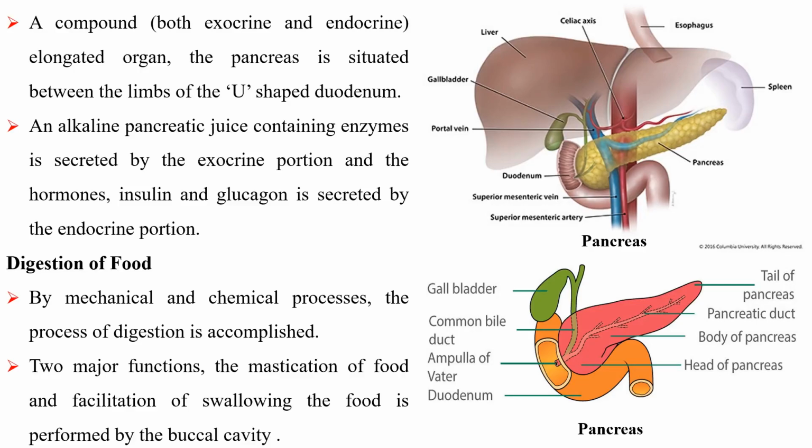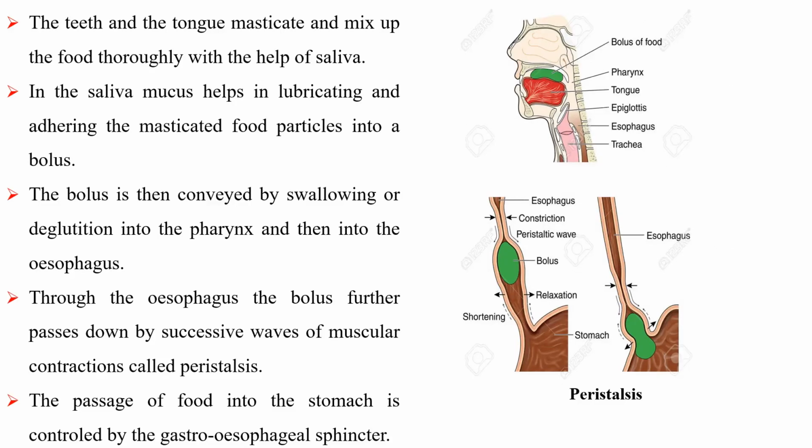By mechanical and chemical processes, the process of digestion is accomplished. The two major functions, the mastication of food and facilitation of swallowing the food, are performed by the buccal cavity. The teeth and the tongue masticate and mix up the food thoroughly with the help of saliva. In the saliva, mucus helps in lubricating and adhering the masticated food particles into the bolus. The bolus is then conveyed by swallowing or deglutition into the pharynx and then into the esophagus.